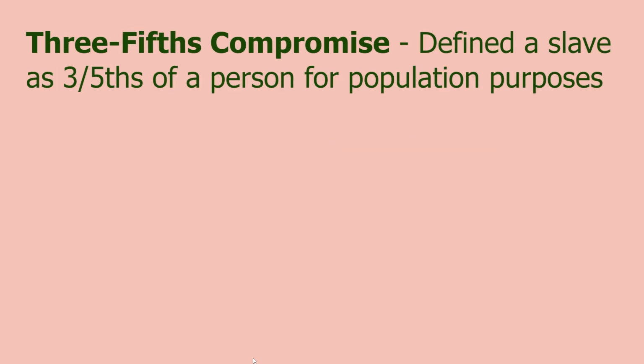The 3/5 Compromise defined a slave as 3/5 of a person for population purposes. This is because slave states wanted slaves to count in their population and get more representatives in the House, but other states not only did not want to be outmanned by the slave states, they also asked: if slaves aren't even citizens, how do they count for your population? There are huge ethical problems with all that.